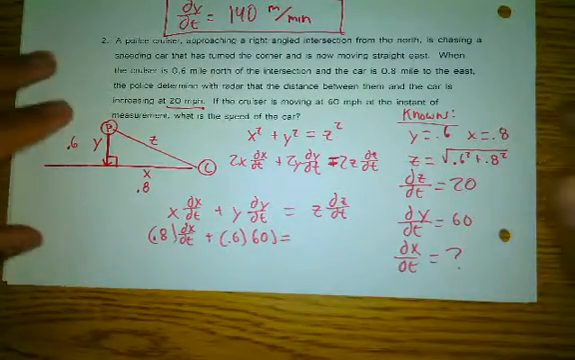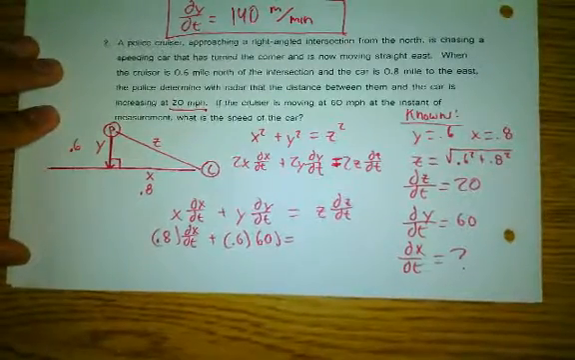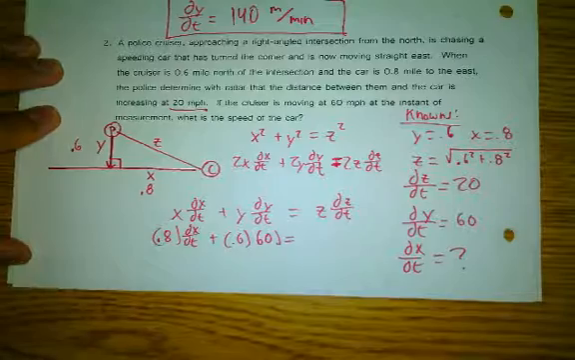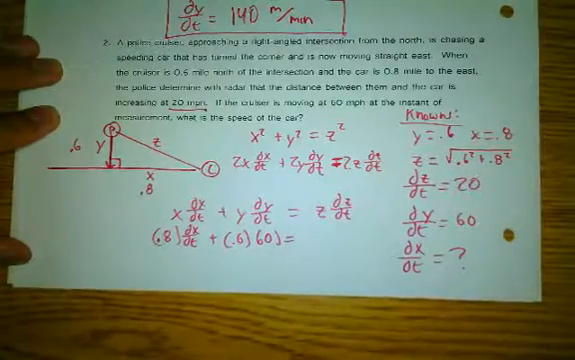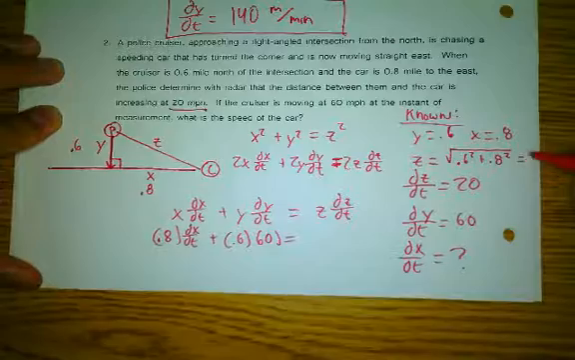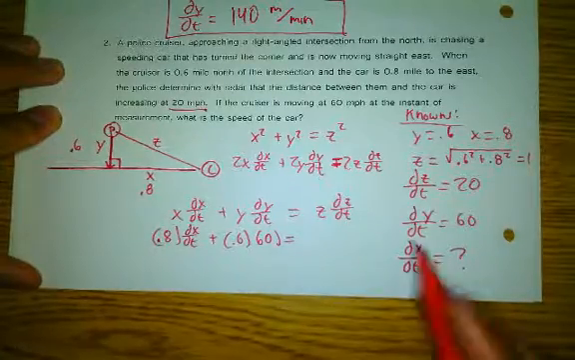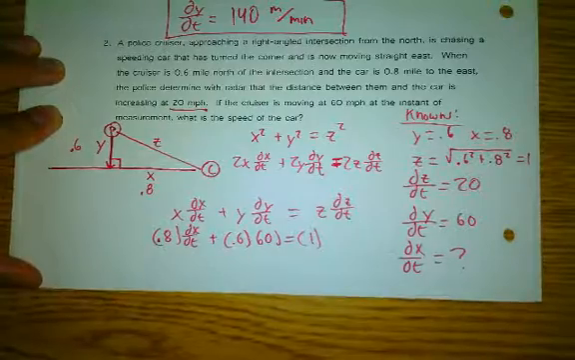If I get rid of those variables, just looking at that, that's 6 squared and that's 8 squared. 6 squared is 36. 8 squared is 64. 64 plus 36 is 100. So if I put back the derivatives in there, that would be 1, right? Square root of 1 is 1. So z is 1. And dz/dt is 20.